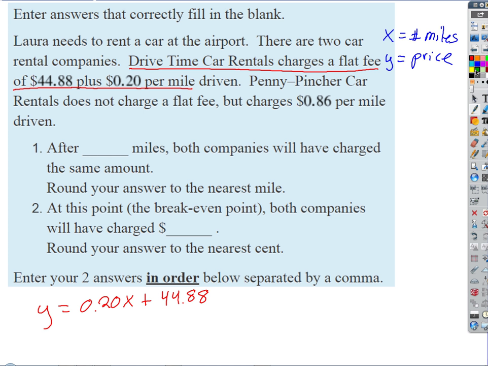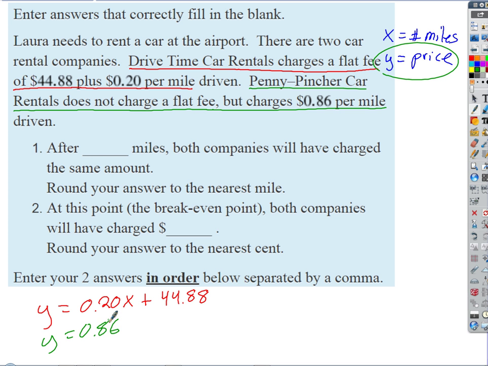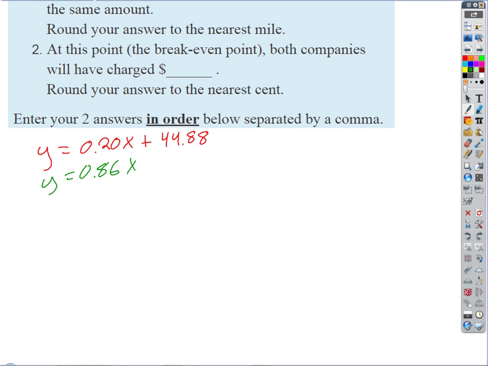What about Penny Pincher? Penny Pincher Car Rentals does not charge a flat fee, but charges 86 cents per mile. So this time the price for Penny Pincher is equal to the rate of 86 cents per mile times the number of miles, x, and that's it. There is no flat fee. So we've just got to solve that linear system. Okay, that's not a big deal. We can do that on our calculators real easily. Those are already solved for y.